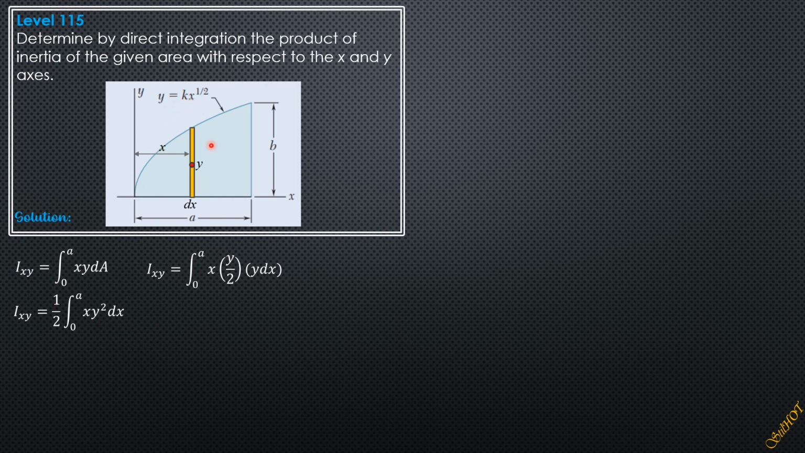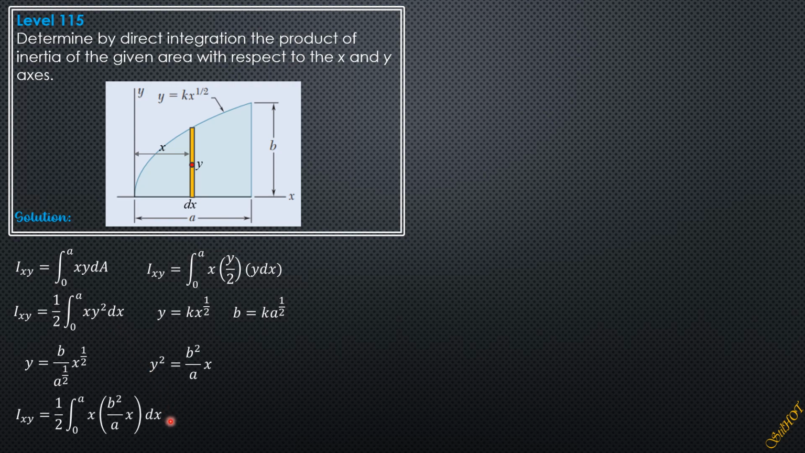So y is k x to the 1 half, and at this point here y is b, x is a, so b equals k a to the 1 half. That means the constant k is b over a to the 1 half. The equation of the curve therefore is y equals b over a to the 1 half times x to the 1 half. And since we have y squared, squaring both sides, y squared is b squared over a times x. Substitute: Ixy equals 1 half integral from 0 to a of x times the quantity b squared over a times x dx.